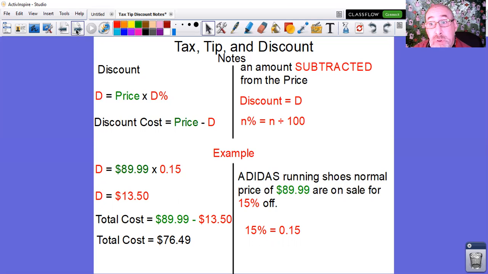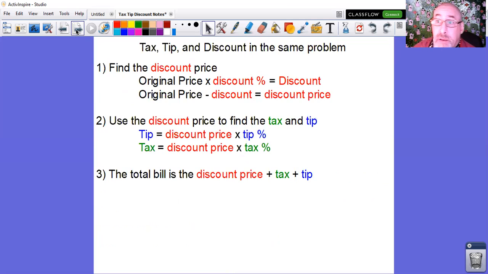All right. Now, there's going to be situations where you have to find multiple parts. For example, you may have to find the discount, and then you may have to find tax, and you may have to find the tip. In this case, there's an order. Again, because we don't want to pay tax on something that we're not actually spending. So the first step that we do is we find the discount price.